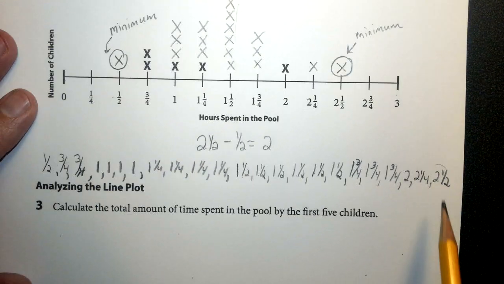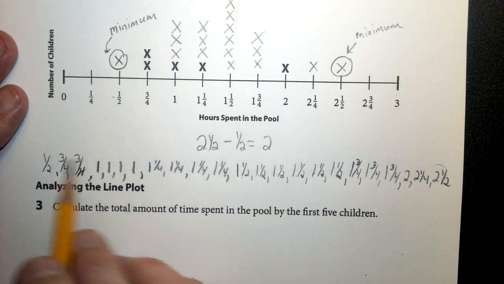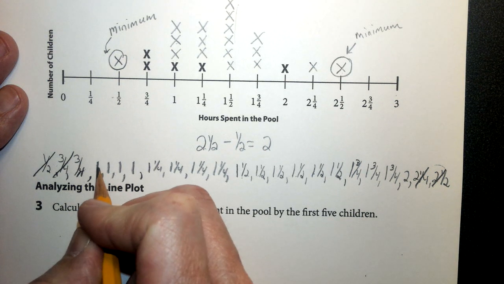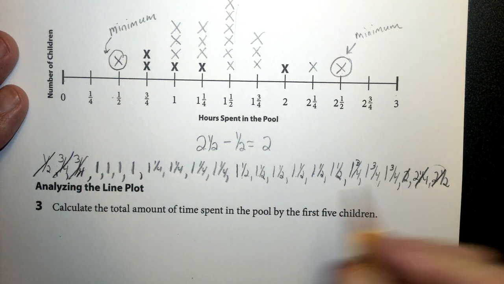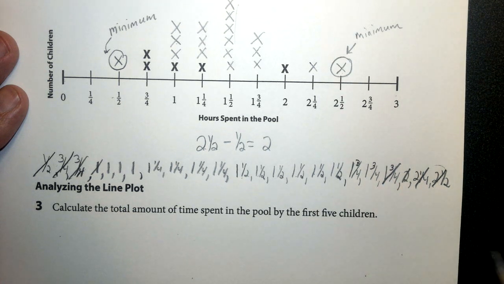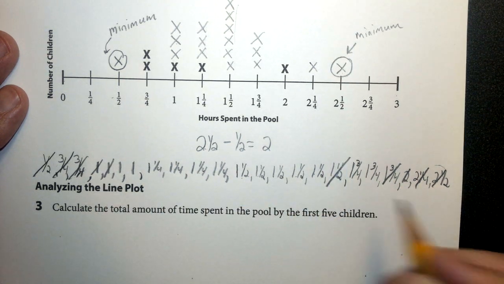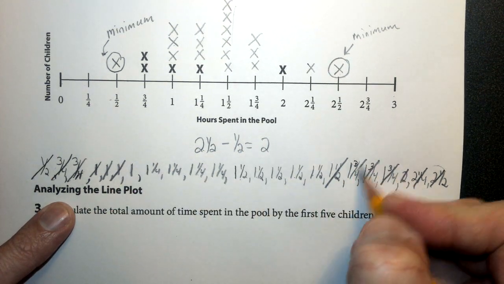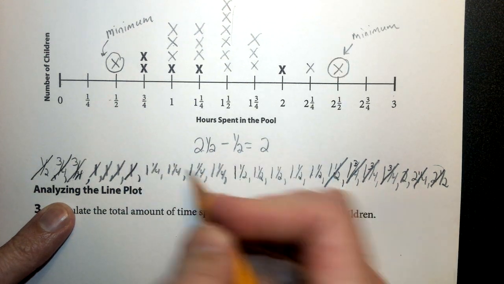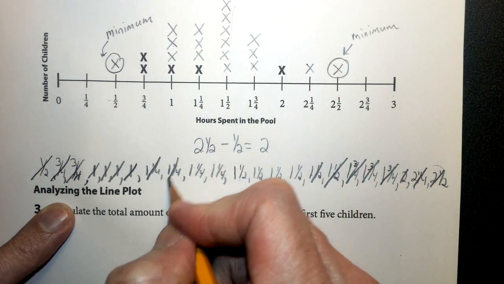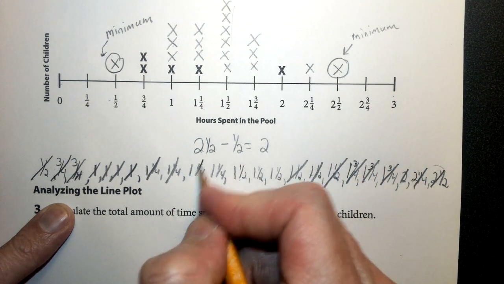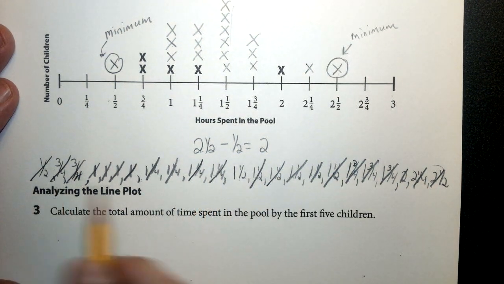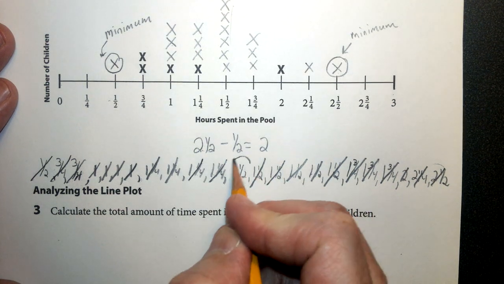Now what we want to do is start crossing these off from right to left until we get to the middle number. So 1 on both sides, 2, 3, 4 on both sides, 5 on both sides, 6, 7, 8, 9, 10, 11 on both sides. So we have 11 crossed off on this side and 11 crossed off on this side. So the middle number is 1.5.